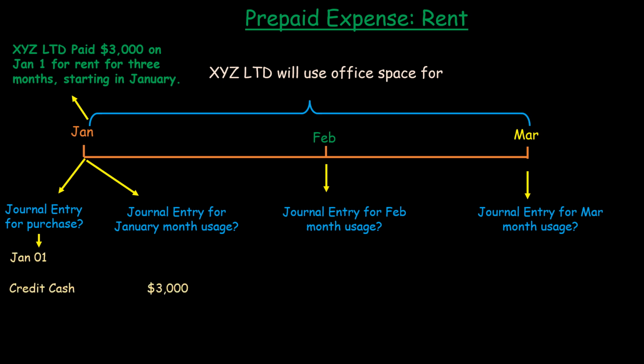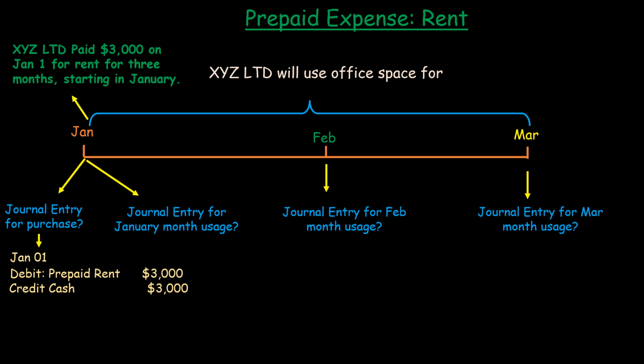And what is it that the business paid cash for? Well, it paid for a service, for rent, for office use. And this usage will be in the future. So that makes it prepaid, and it will debit prepaid $3,000. Now this 3,000 is for 3 months. That means $1,000 for each month.